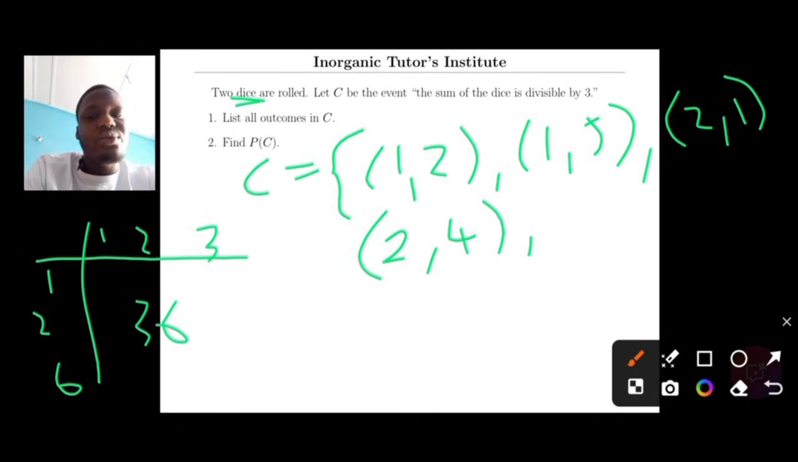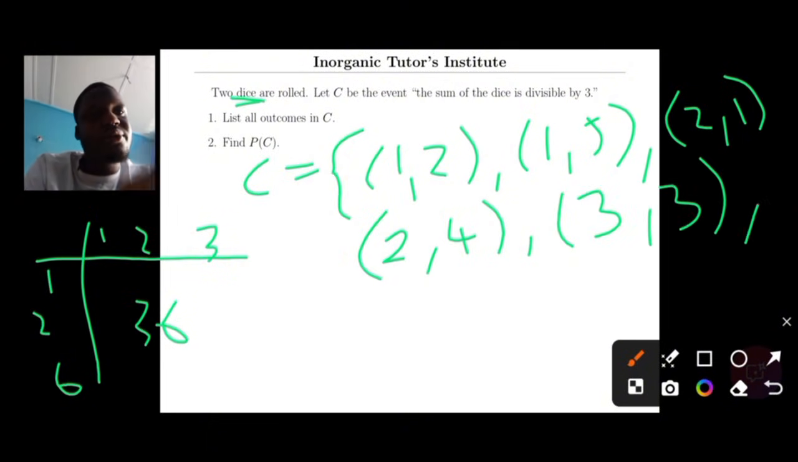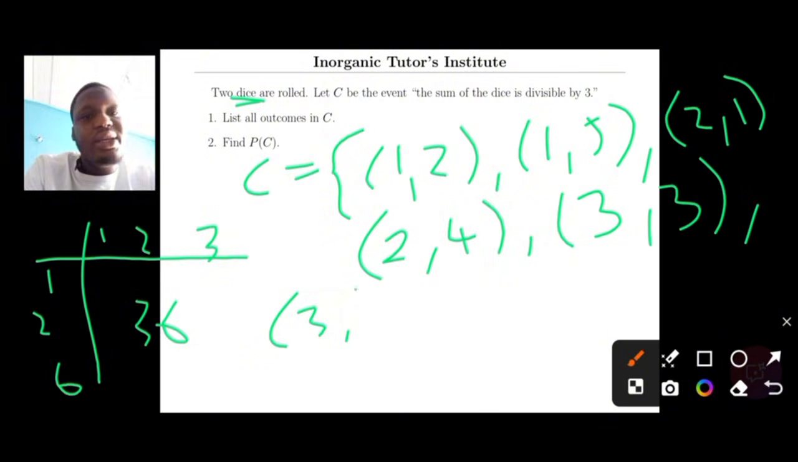Now we move on to 3. 3, 1 is out. 3, 2 is out. 3, 3 should be in. 3, 4 out. 3, 5 out. 3, 6 should be in.